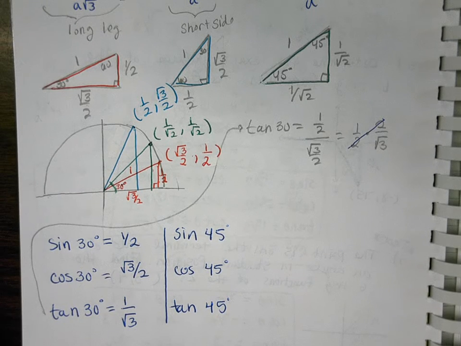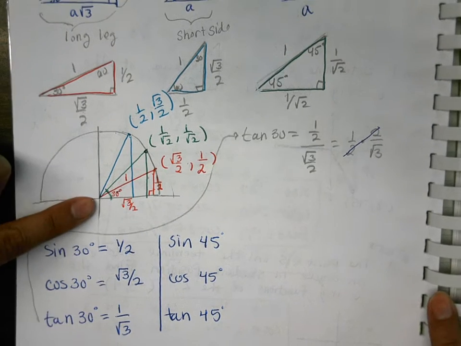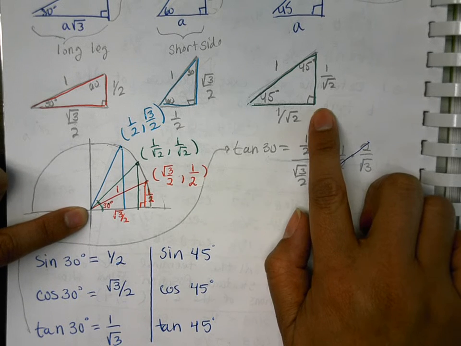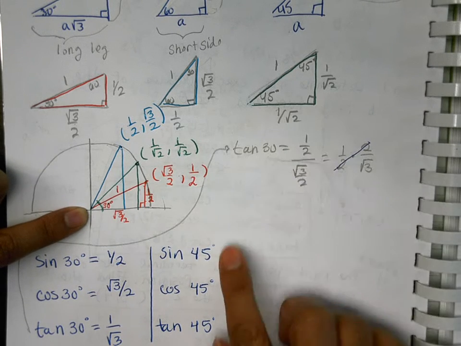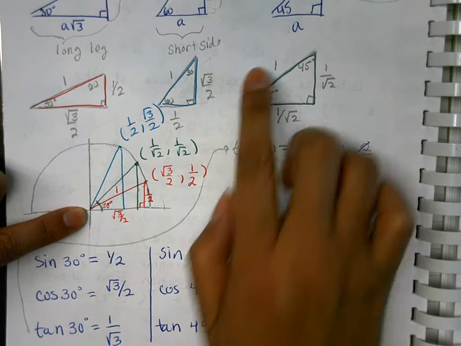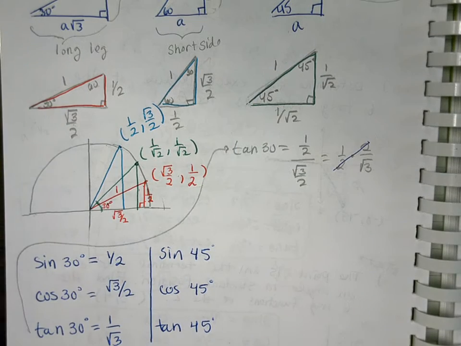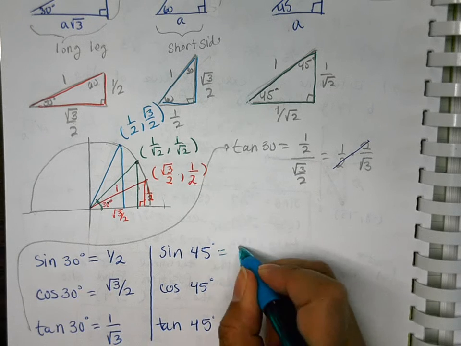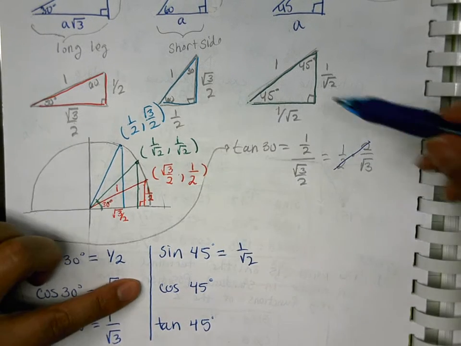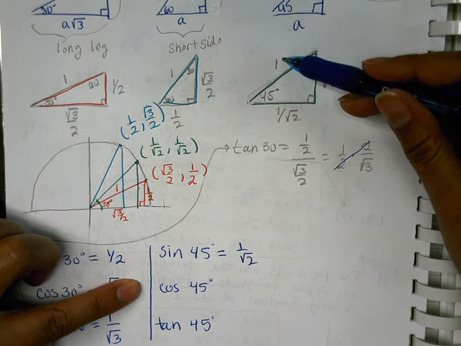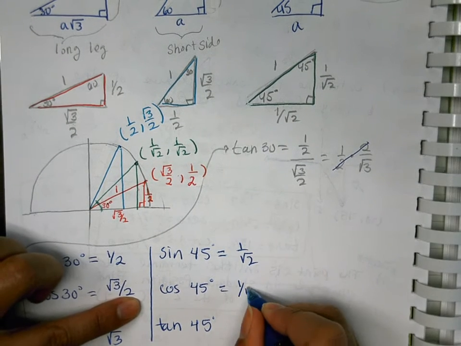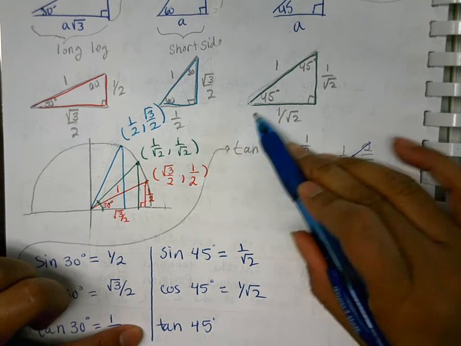Okay, it's here, which is the same as this one over here. Sine is opposite over hypotenuse. What is that going to give me? 1 over root 2. Cosine is adjacent over hypotenuse. What is that going to give me? 1 over root 2. And tangent is opposite over adjacent.